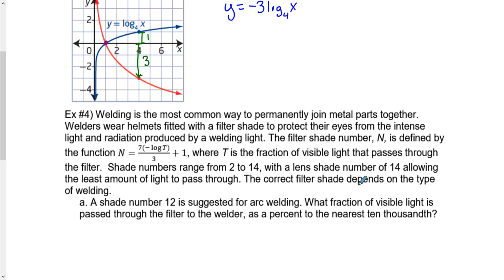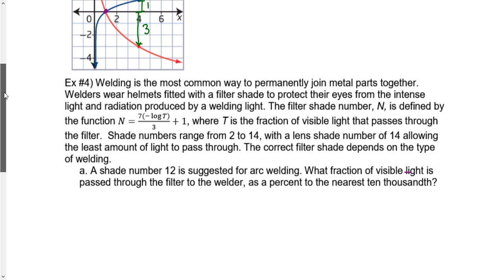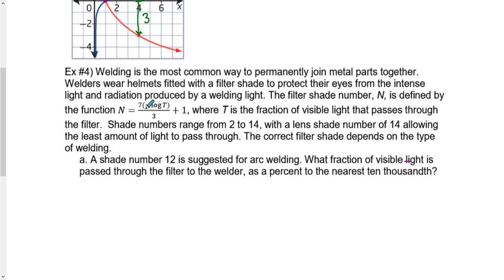And the correct filter shade does depend on the type of welding that you're doing. So a shade number of 12 is suggested for arc welding. What fraction of visible light is passed through the filter as a percent to the nearest 10,000th? So 12 is n. That's our shade number. Really, this exact example could have been done in our first section because it's really primary. 12 equals, now I don't actually like the way that this is written.